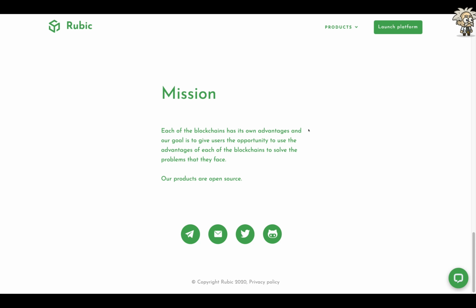Their mission is quite simple, guys. Each of the blockchains has its own advantages. Their goal is to give users the opportunity to use the advantages of each of the blockchains to solve the problems that they face. As an example, suppose you have 1 million tokens and there is a second party willing to buy them for 100 Ethereum. How can you exchange them? If you send first, you can be deceived. If you go to an exchange, then with a high degree of probability, the second party will not be able to fully redeem your tokens, since a third party will be able to participate in this transaction. Essentially, guys, Rubic.exchange solves this problem.